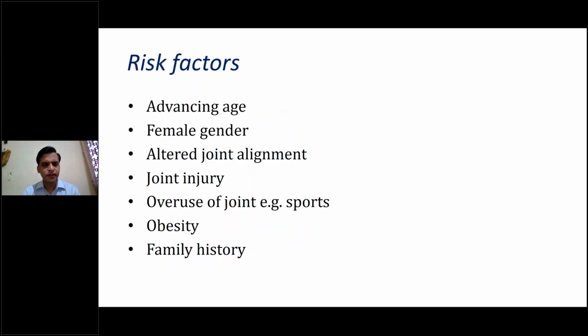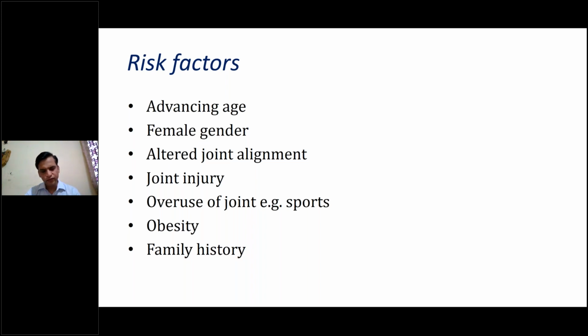Risk factors for osteoarthritis: elderly patients, chiefly female gender, obesity, and a family history. Overuse of joint, for example sportspersons, they also tend to have arthritis. The micro trauma to cartilage is bound to progress over a period of time to become a full-fledged osteoarthritis.